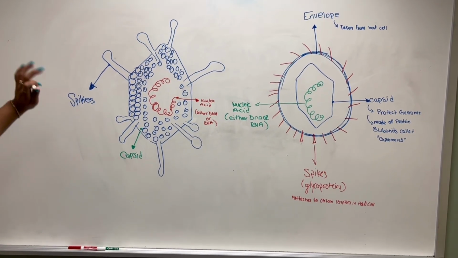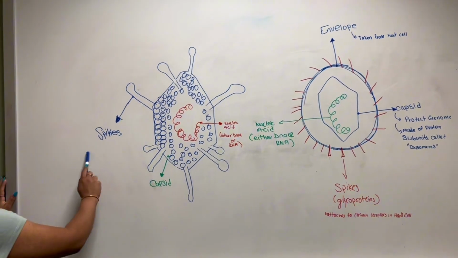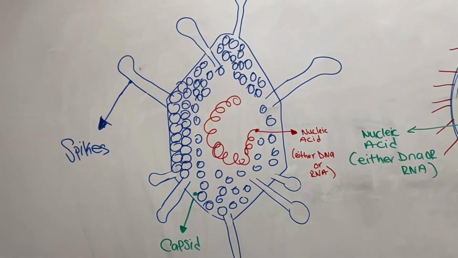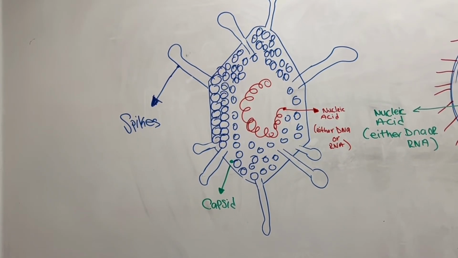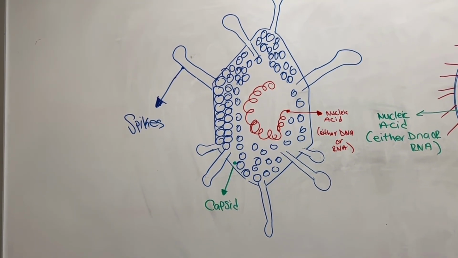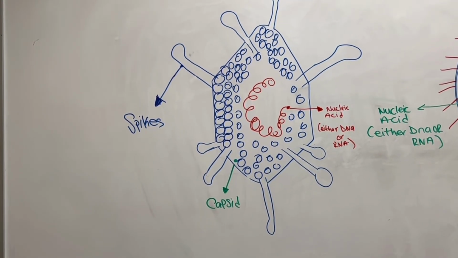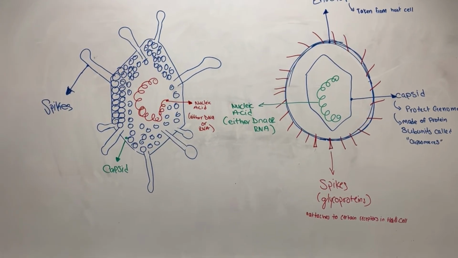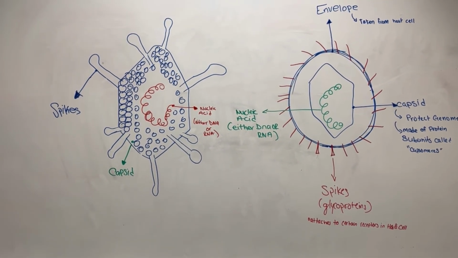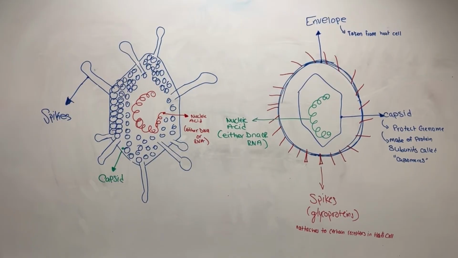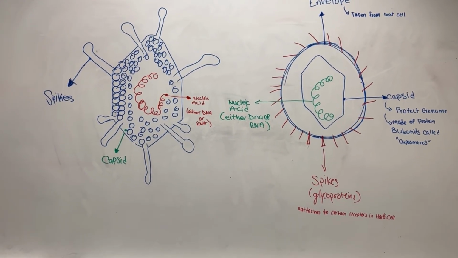Okay, now I'm going to explain the structure of the virus. So let's start with the spikes over here. These spikes are protein structures embedded in the capsid or envelope. They can play a key role in attaching to and entering the host cell. And now, the capsid is a protective shell surrounding the genetic material. It is made of repeating protein subunits called capsomeres. The capsid helps protect the viral genome and acts to attach to the host cell.